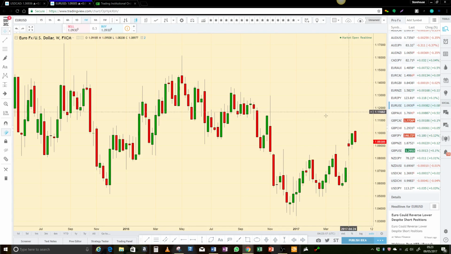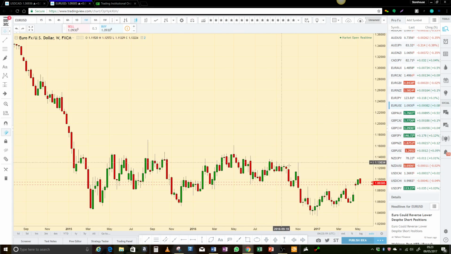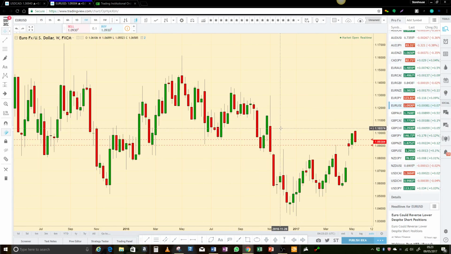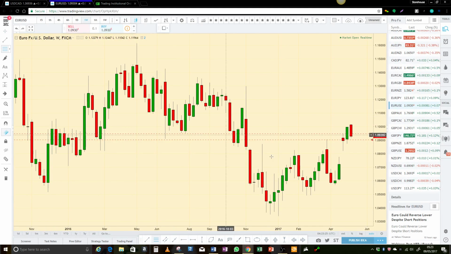Looking at the euro, we really don't have any supply, as we've said several times, until up in these levels here. For demand, we have that area, and you'll also see there's some areas here on the gap fill on the daily chart.